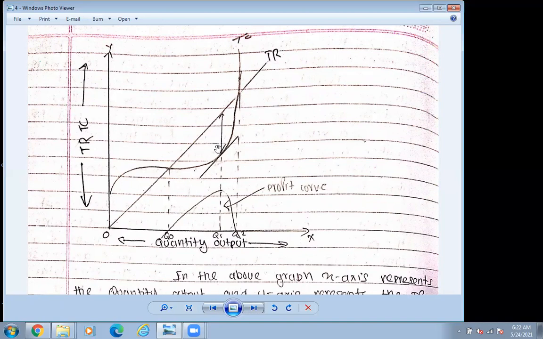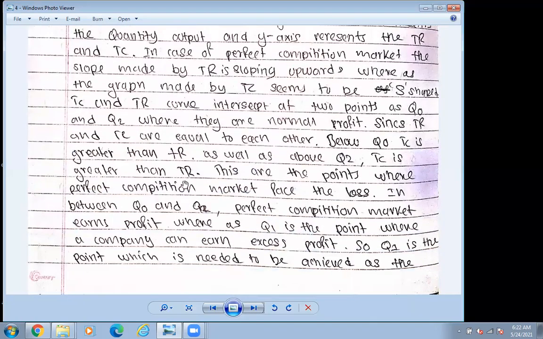That's why this point is called the profit point, excess profit point. अनि यो लाइन, यो जुन Q1 छ, त्यो चाहिँ excess profit भइराछ. सबभन्दा धेरै प्रफिट यता छ भने अलिकति यता अलिकति कम छ, प्रफिट त प्रफिटै हो, but this Q1 is the point where you are going to have the excess profit, okay. वर्षकै यो excess profit मै मेन्टेन गरिराख्नु पर्ने हुन्छ. So TC is greater than TR and these are the points where the perfect competition faces the loss, and in between Q0 and Q2 the perfect competition market earns profit, whereas Q1 is the point where the company earns the excess profit.